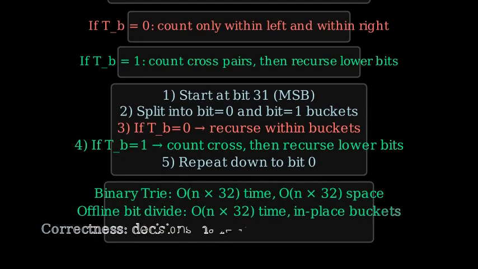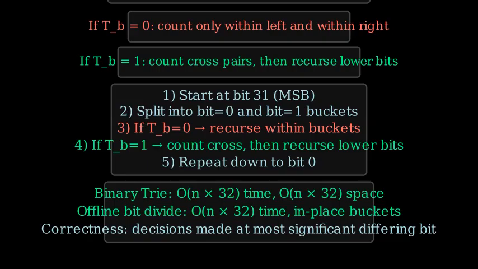Both approaches exploit that the width in bits is constant. That yields linear time in n up to small constants. The tree method counts only prior elements to enforce i < j. The offline bit divide method counts each pair once when the most significant deciding bit is processed. Both are better than n log n comparison-based approaches for 32-bit data.